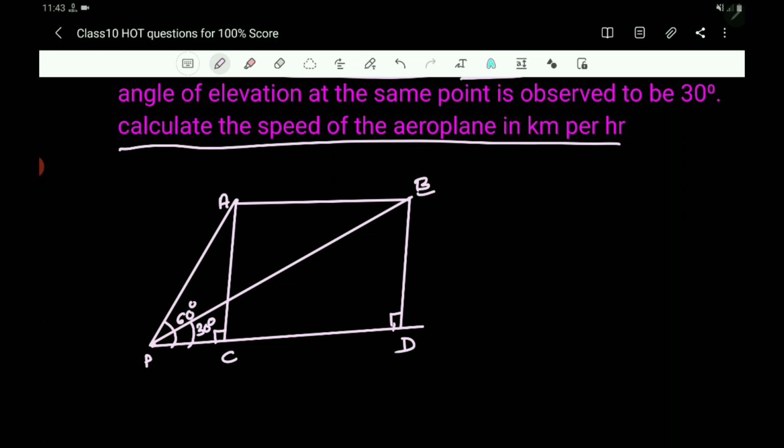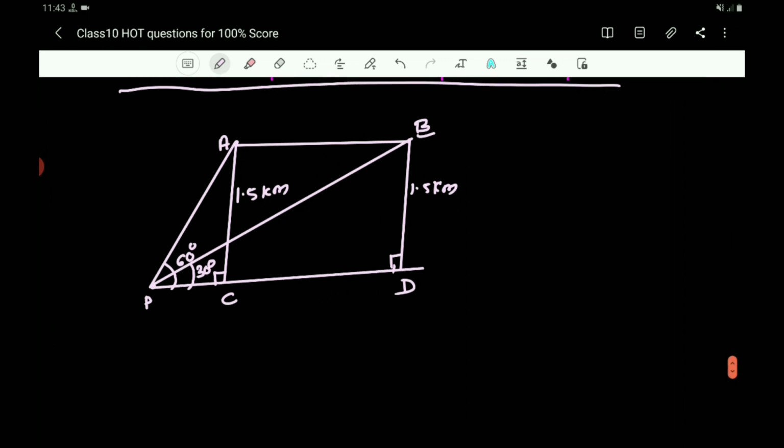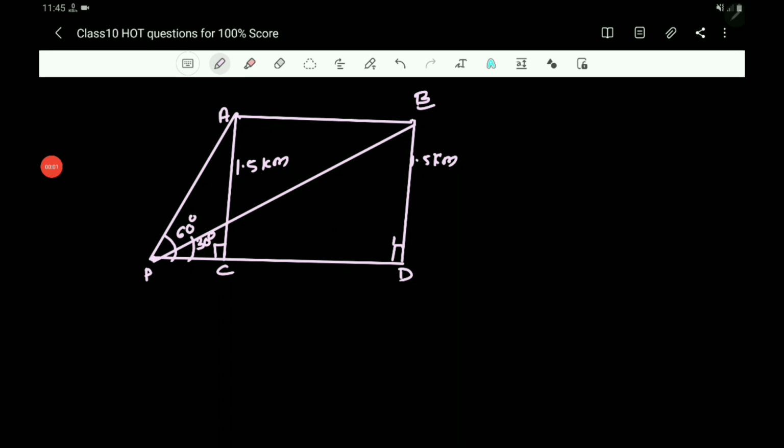And here what we have to find out? We have to find the speed of the aeroplane. And it is given that the aeroplane is at a height of 1.5 kilometer. It is at a height of 1.5 kilometer from the ground. Here you have to find out the distance travelled by the aeroplane first. After that, by using the time taken, you can find the speed of the aeroplane.